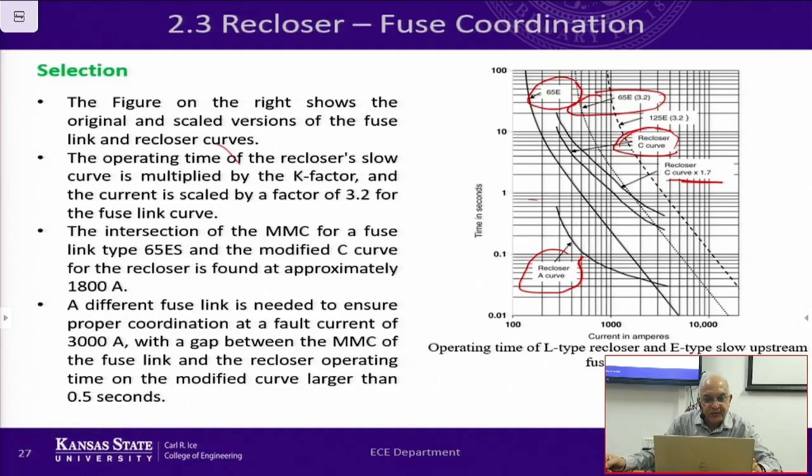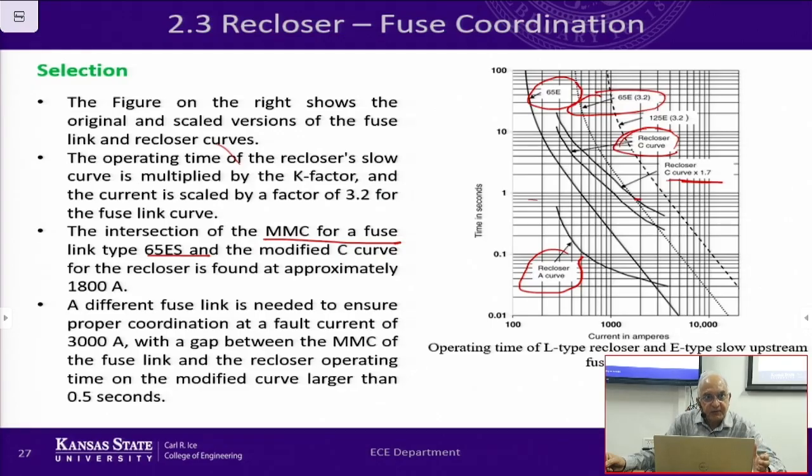So we put all these things together and we find that the minimum melt characteristics of the 65E fuse and the modified curve of the recloser intersect at about 1800 amps. Basically, right here is the intersection between the two of them. This is the modified characteristics of the fuse. This is the modified characteristics of the recloser. We find that they intersect at 1800 amps.